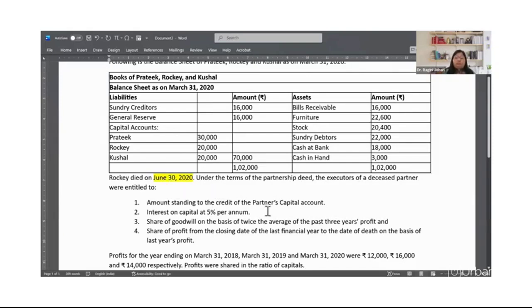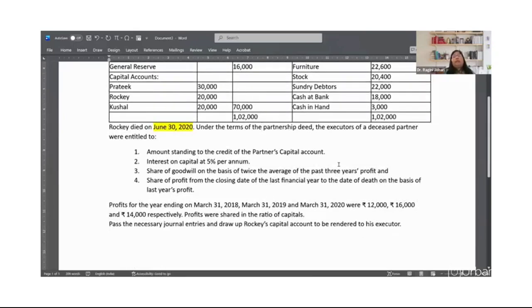Under the terms of the partnership deed, in case of death, the executor account is made. Why? Because that partner is not living to take his dues. So who is going to take his dues? His executor, who could be an attorney, his wife, his children, anybody who is taking care of all these things on his behalf.